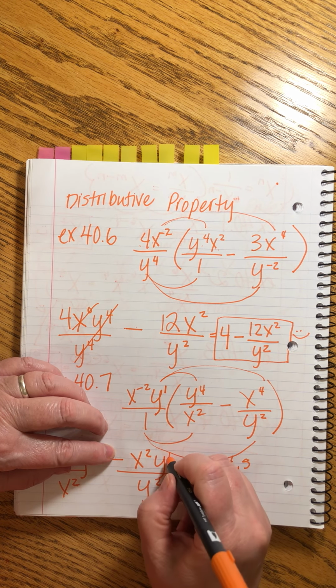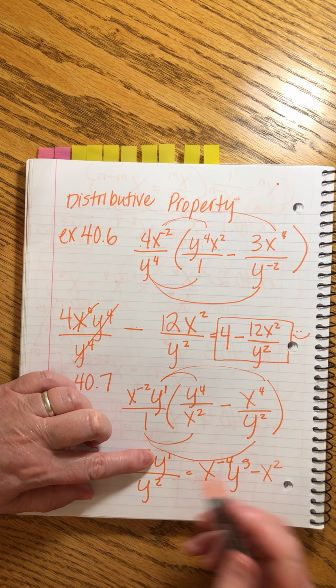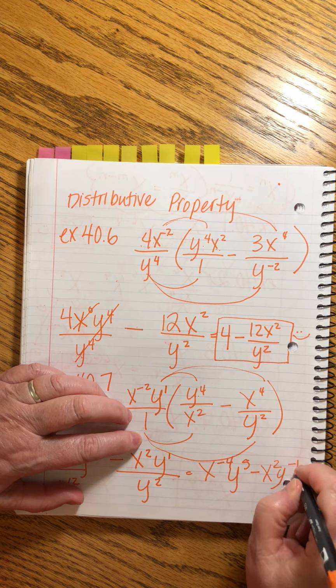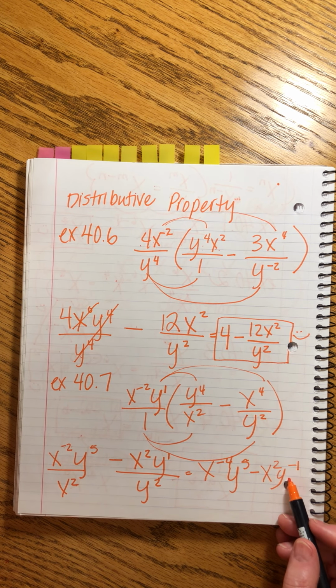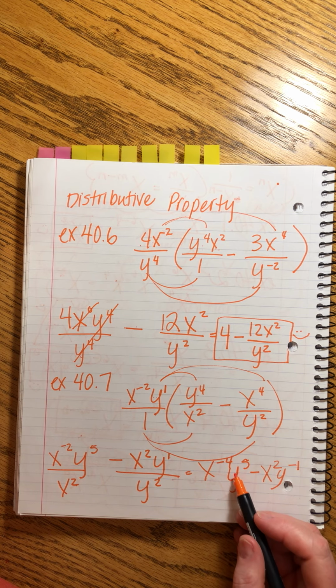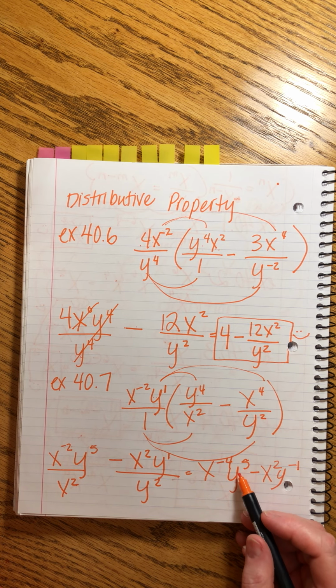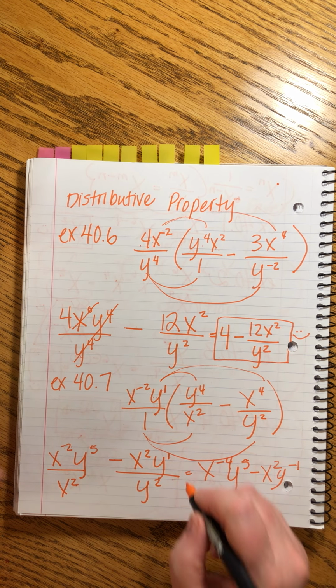And then how can we simplify this one? X squared, and then we have 1 minus 2, so it would be y to the -1. Okay, so this is our version of it with all the exponents in the denominator, all the variables. And John wants us to write it with all the variables in the numerator. So this is exactly what we've got. X to the -4, y to the 5th, minus x squared, y to the -1.